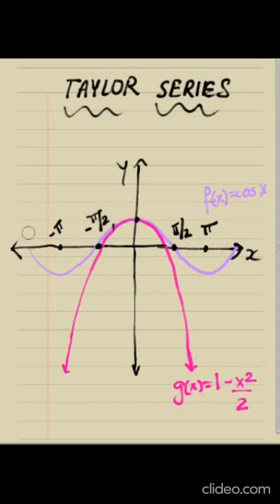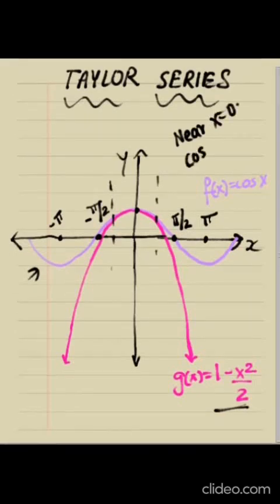So here I have the graph of cosine of x, the one in purple here, and using the Taylor series I could actually find the polynomial value of cosine of x, which works for values of x close to 0. As you can see, the graph of 1 minus x squared over 2 is pretty similar to the graph of cosine of x near x equal to 0. So you can write, near x equal to 0, cosine of x is similar to 1 minus x squared over 2.